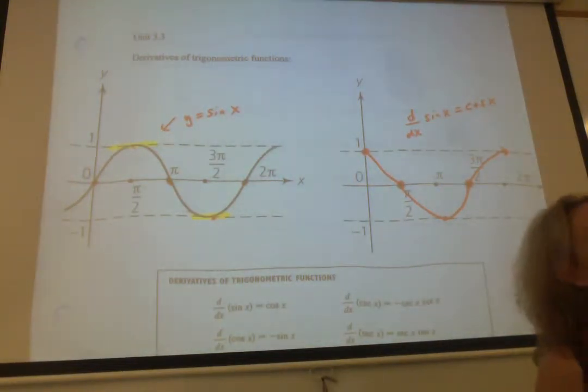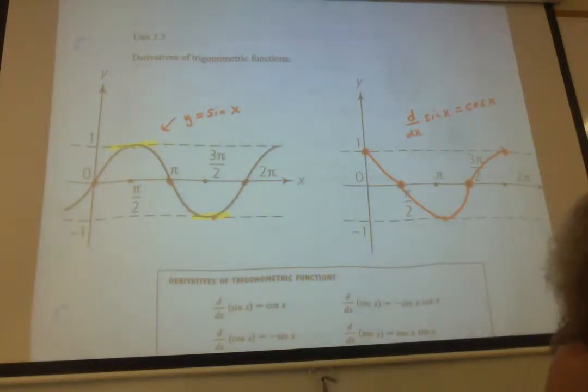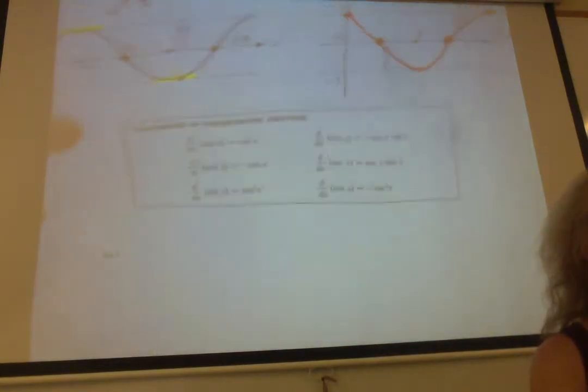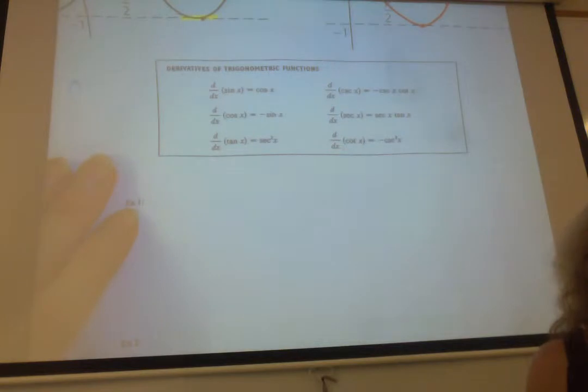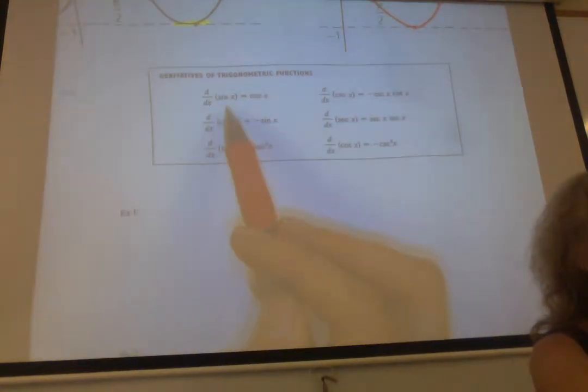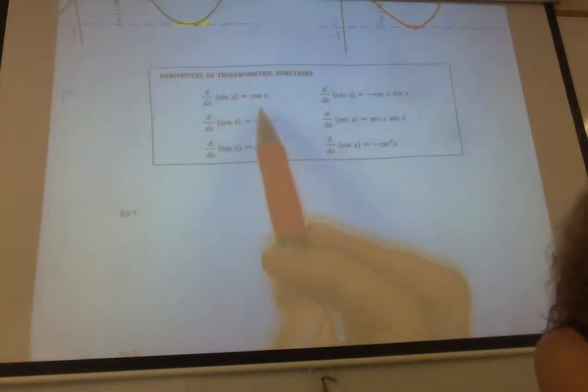We could actually prove this by using the definition of the limit and a lot of advanced math that you guys don't quite have yet, but it has been proven. So if you look down below, we're not going to go through all of these, but we have these derivatives. The derivative of sine is cosine, which we just looked at.